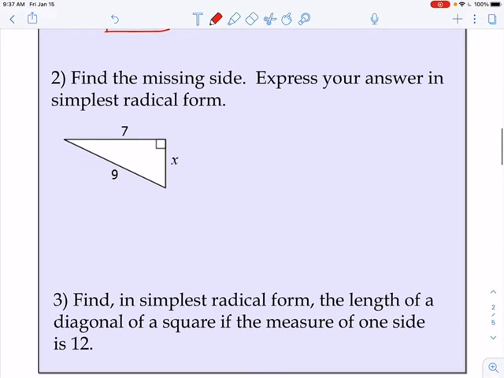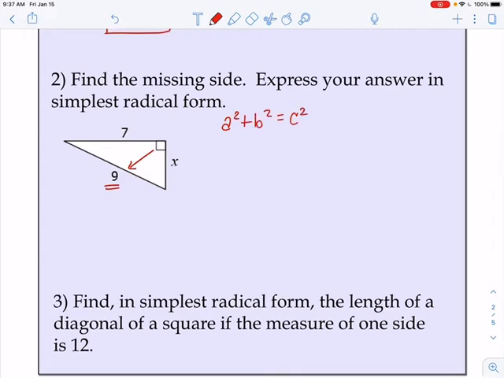For number 2, we want to find the missing side, and this time we're going to express our answer in simplest radical form. So again, the only thing that matters is what we call C. C has to be the hypotenuse, directly opposite that right angle. So 9 has to go in for C. The other two, it doesn't matter the order that you put them in. So again, C, I'll put that in first. There has to be that 9 squared, and on the other side, again, it doesn't matter which one you call A and B. So I'll say x squared plus 7 squared equals 9 squared.